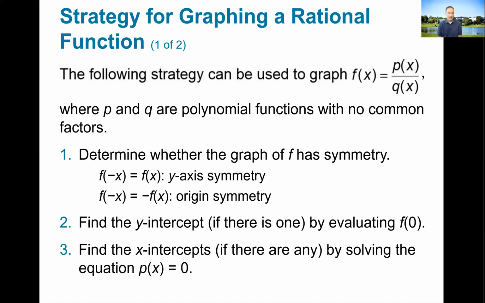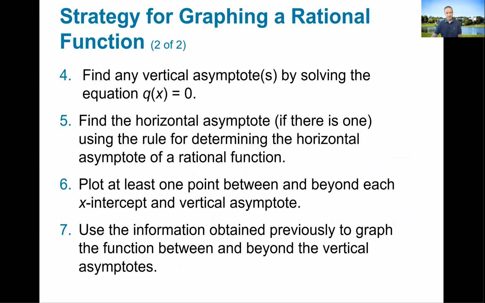Step 2, find the y-intercept. That's always a good point to know. And it's easy. You just plug in a 0 for x, solve for y, you've got your y-intercept. Your x-intercepts, please remember the x-intercepts are when the y values are 0. The only way that this function could ever equal 0 is if the numerator equals 0. The denominator can never make it equal 0. So you can just ignore the denominator and set the numerator equal to 0. That's going to be where my x-intercepts are because my function will equal 0 at those points.